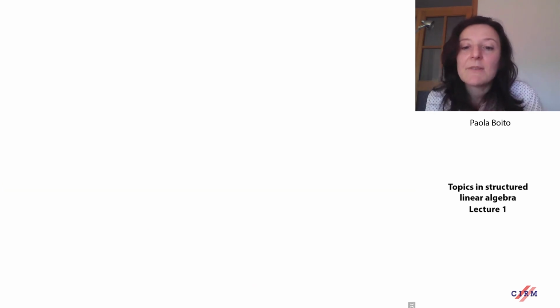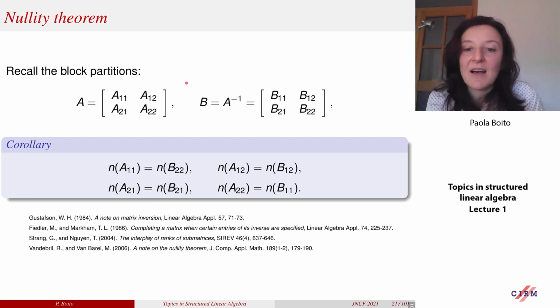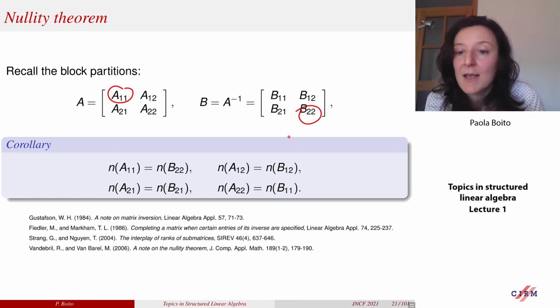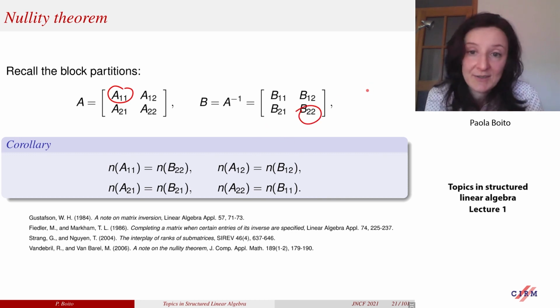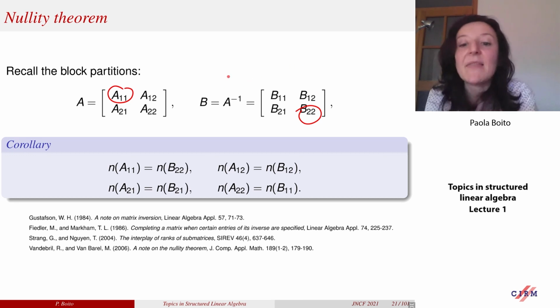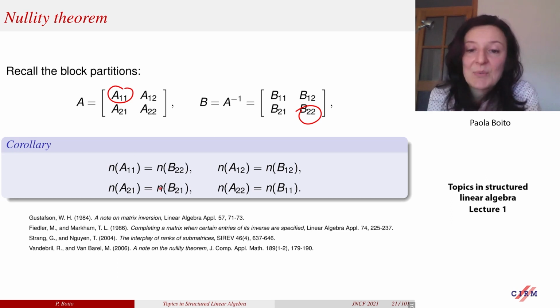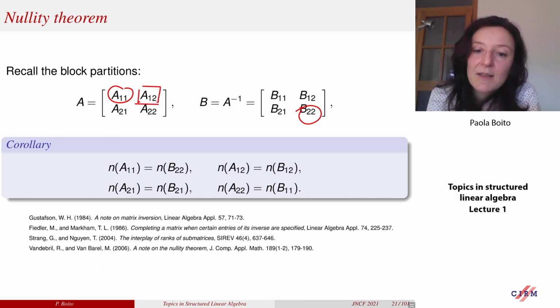Okay, and what is nice is that we can easily generalize this result. So the initial result was just for this block and this block, but if we apply suitable permutations to our matrices, we can easily generalize this result. And so in particular, what we have is not only that n(A11) is equal to n(B22), and the same for the other two diagonal blocks, but also that the nullity of this block is the same as the nullity of this block.